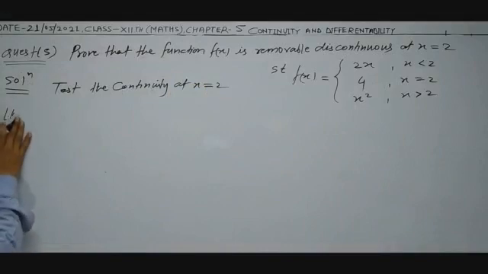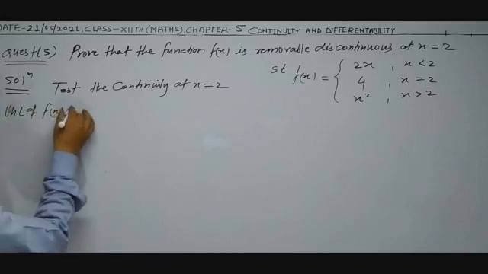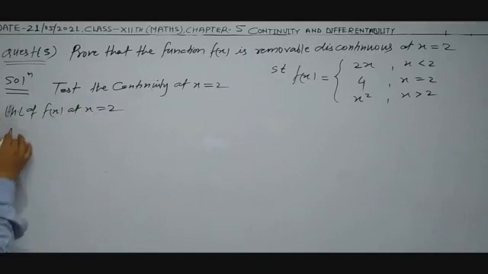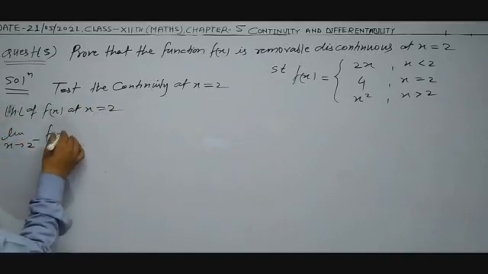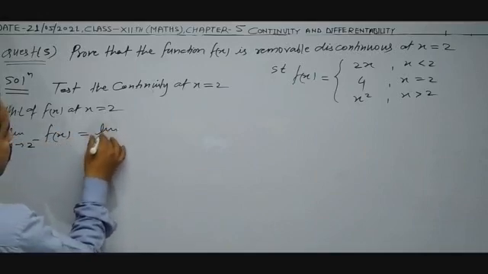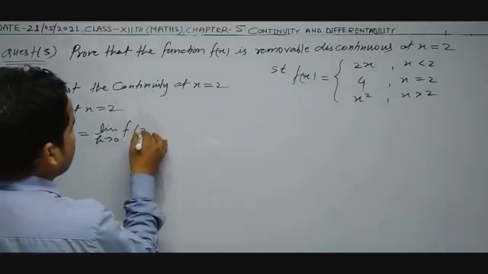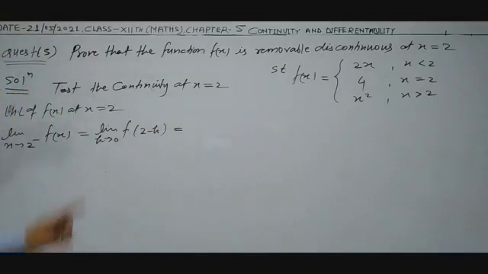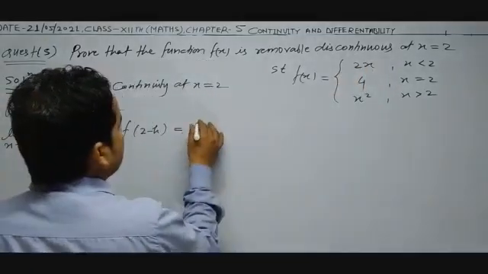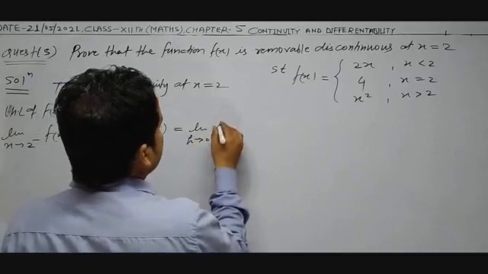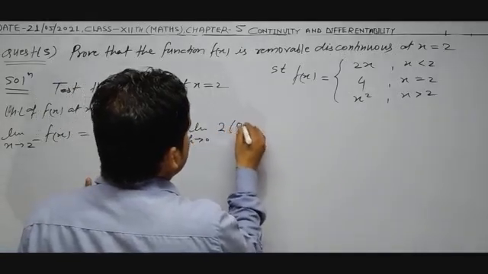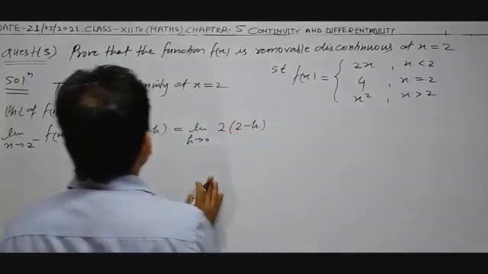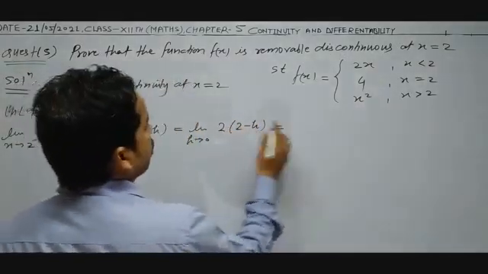So LHL of f(x) at x equal to 2: limit x tends to 2 minus f of x is equal to limit h tends to 0 f of 2 minus h, and f of 2 minus h means 2 minus means lesser than 2, so the function will be limit h tends to 0 of 2 in bracket (2 minus h). So as h tends to 0, the result will be 4.